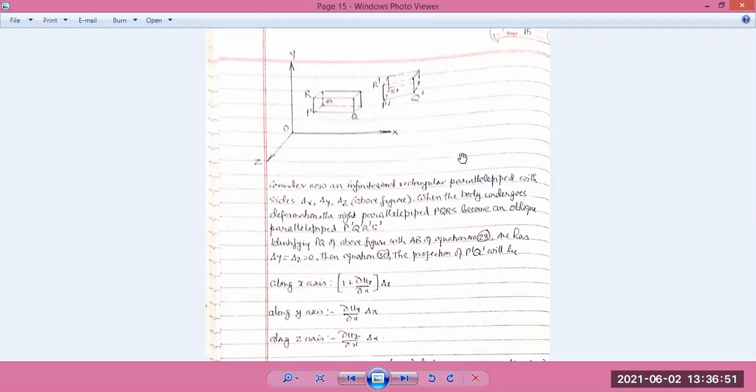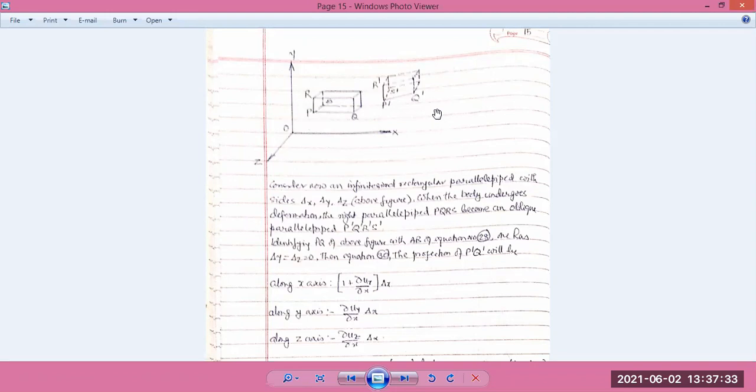For this parallelepiped, the sides are delta x, delta y, delta z. From the starting point P with coordinate x, the sides are increased. Q may be x plus delta x, S may be z plus delta z, and R may be y plus delta y.